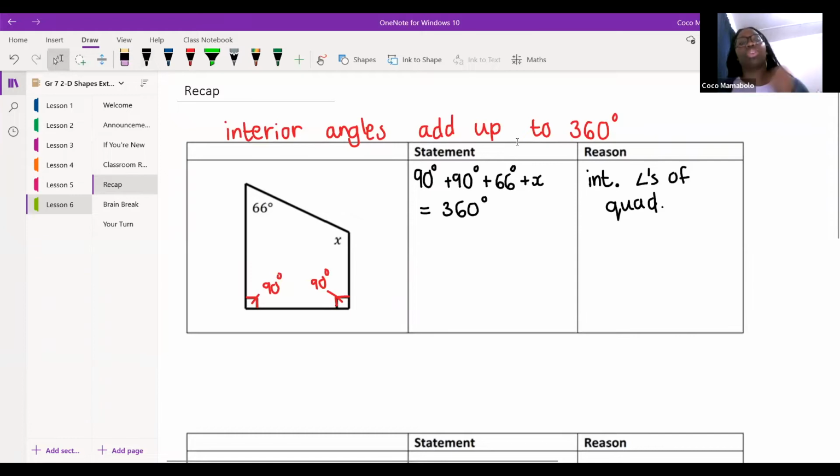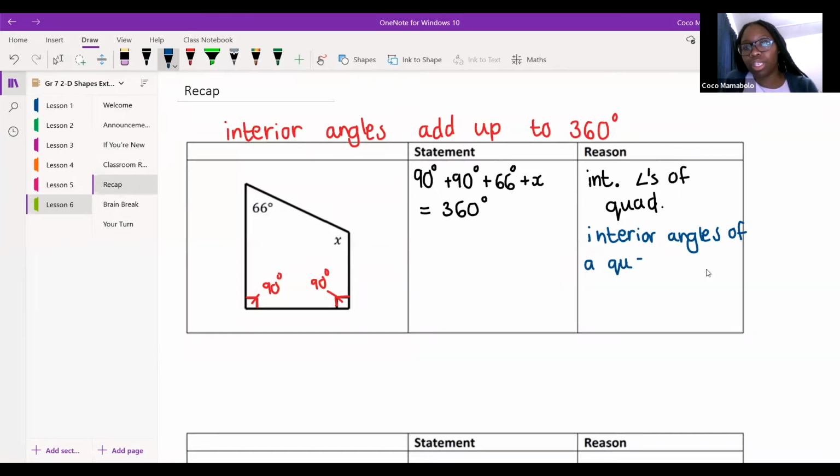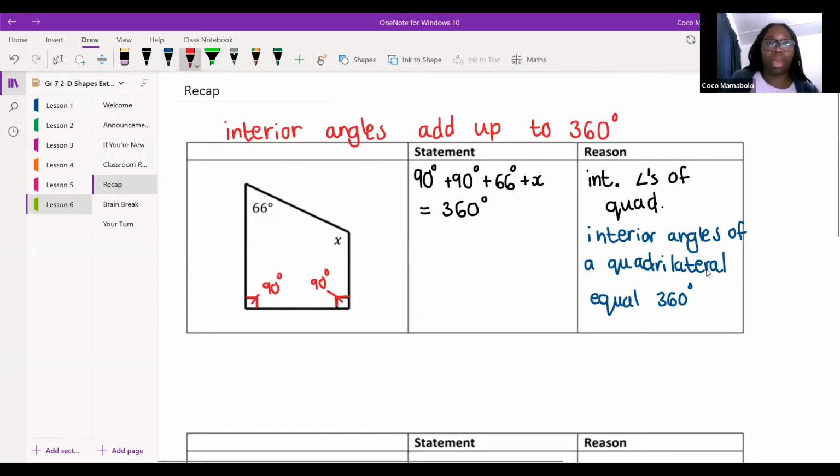All right, so you can write out the full thing if your teacher wants you to write out the full reason, but me, I'm very lazy, so I don't write it out. I'm going to write it out once, only once. Interior angles of a quadrilateral. Okay, and some teachers want you to say equal 360 degrees, but that's a lot for me. You guys can do the other one. I do the short way.